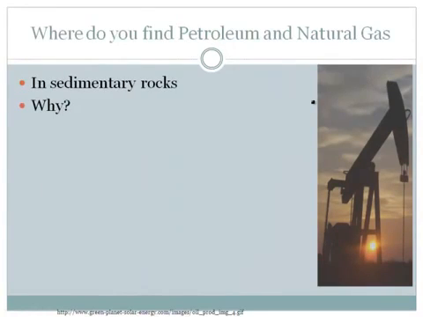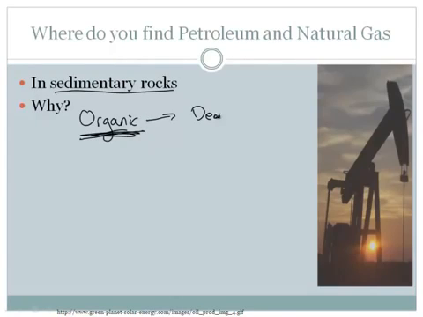Now, where do you find petroleum and natural gas? Well, first of all, you find them in sedimentary rocks. That's right, they find it in sedimentary rocks. Now, why is that? Well, if you think about it, petroleum comes from organic things. What does organic mean? You probably think of healthy food and stuff like that. Well, in this sense, organic is basically dead things. Something that was once alive and died, usually plants, and those plants then eventually turned into oil and natural gas. And we'll talk about that process.